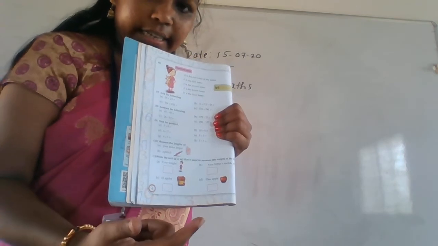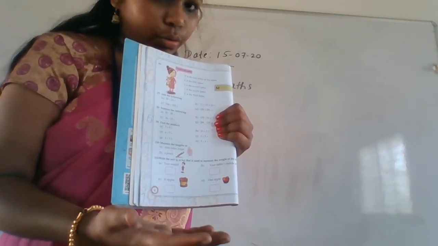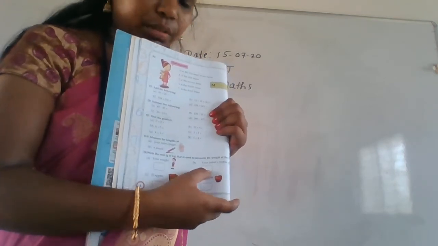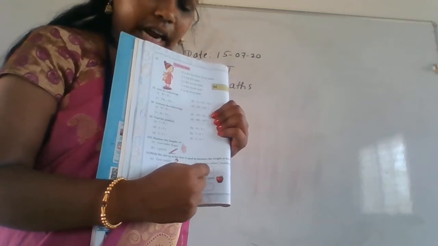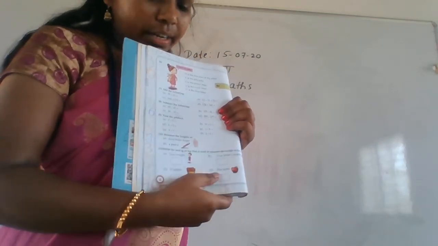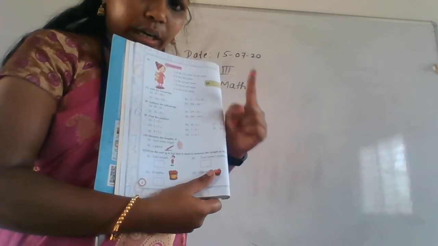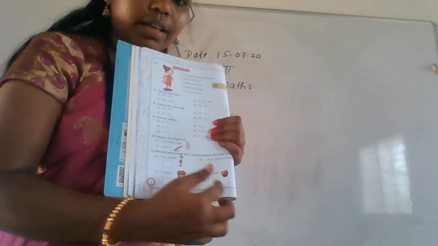Mobile phone, in which will you say it? Is it very heavy? No. So it is in grams. You have to measure it in grams. Right here, gram. Next one is only one apple. Only one apple means it is also a gram.